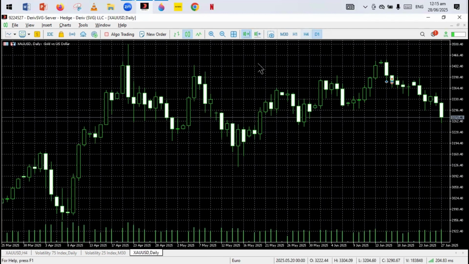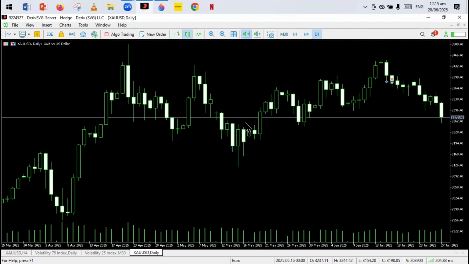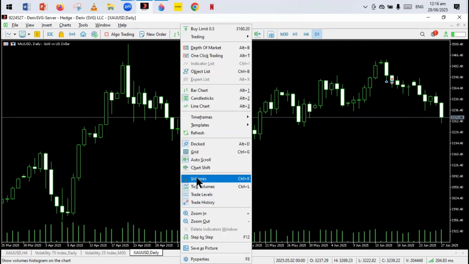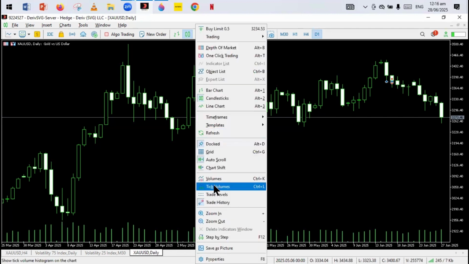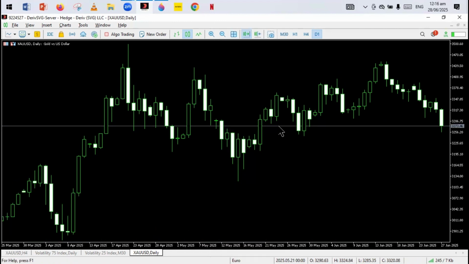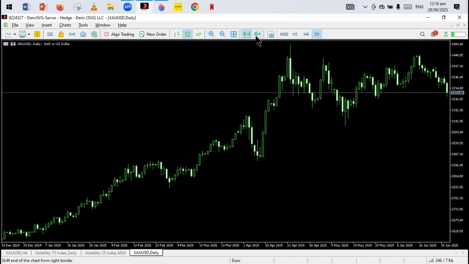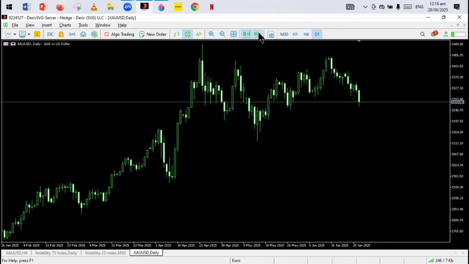So you go to the daily time frame, and when you first open the chart, you need to right click and remove the grid. Right click again and remove trade history, right click, and then remove the tick volumes, and then you minimize. That is for minimizing. That is the zoom in, that is the zoom out, and that button is for shifting the chart from left to right.